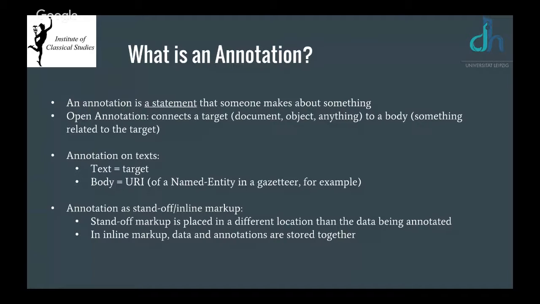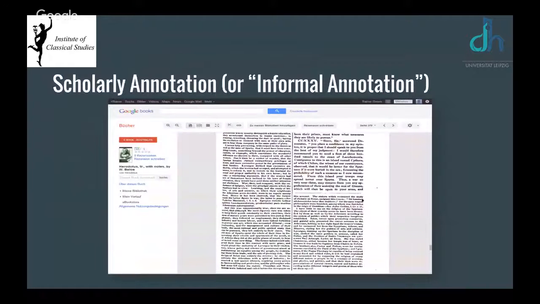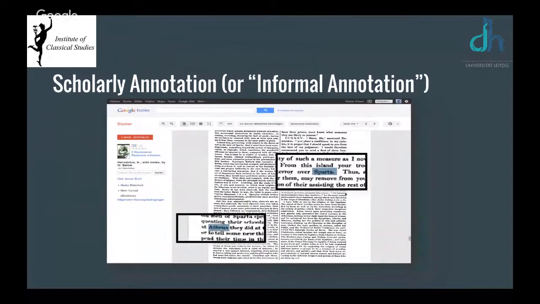And you can have two types of annotation, basically. An external or standoff annotation, which basically means that the annotation is placed in a different location than the document being annotated. Or inline markup, where data and annotations are stored in the same place, in the same document, for example. To be clear, if you annotate a document in the traditional way, what usually happens is that you find, for example, two place names, Athens and Sparta, and you want to associate them to some kind of external authority that bears more information about them.